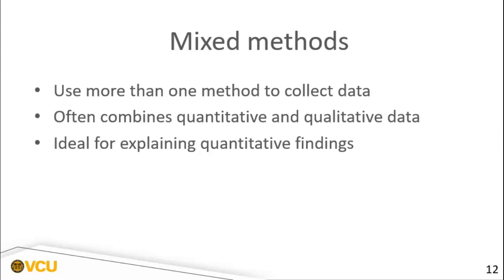The final research method I want to discuss today is mixed method research. It is becoming more popular in academia and is often touted as the optimal research design. Mixed method research typically combines quantitative and qualitative data. For example, I collect quantitative data through a survey. A share of respondents indicate that they will not vote in the upcoming elections. I could follow up with qualitative interviews to find out why. So mixed methods are very useful for explaining findings from quantitative research.